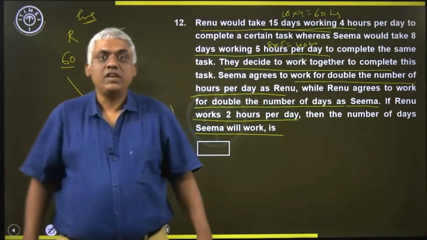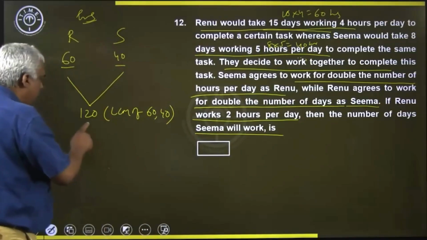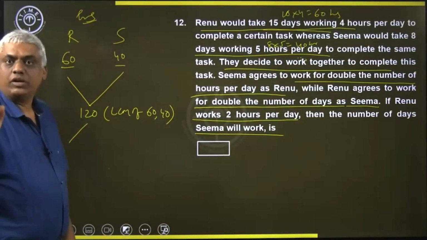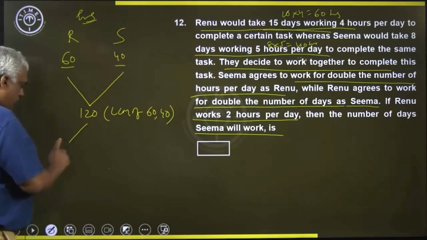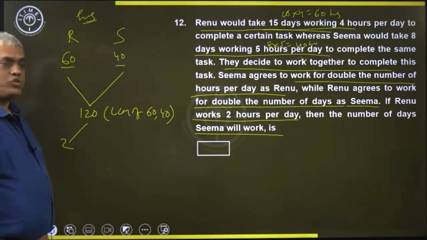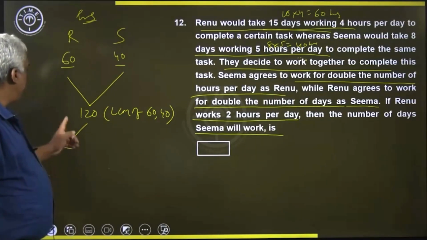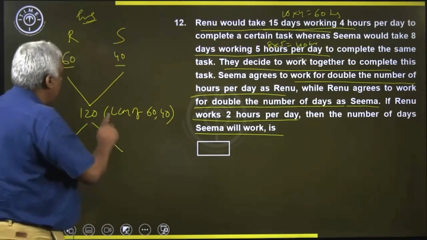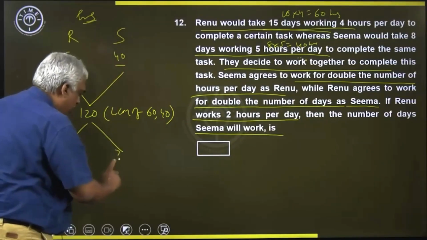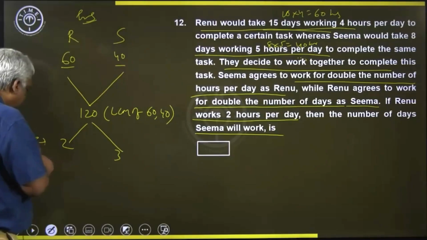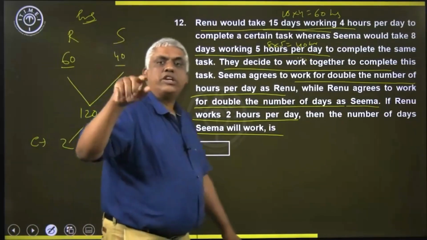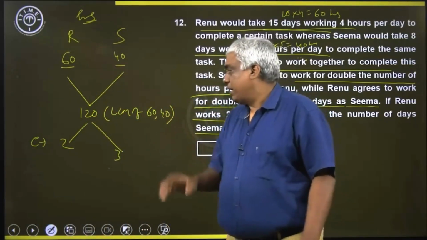So what is the efficiency of Renu? Efficiency means the number of units of work done by Renu per hour. So 120 by 60, so 2. Renu is doing 2 units of work per hour. Seema is doing 120 by 40, which is 3. This is the efficiency. Seema is doing 3 units of work per hour.